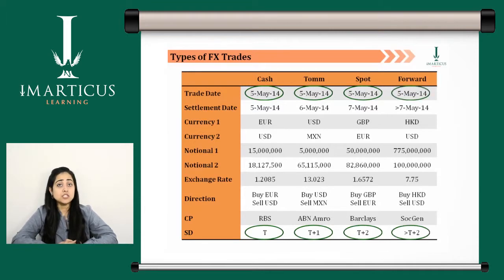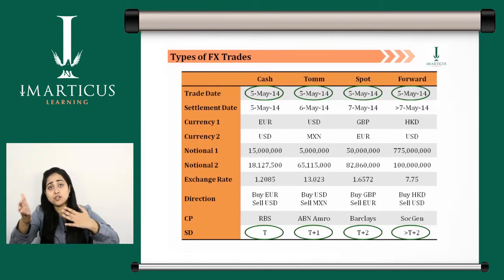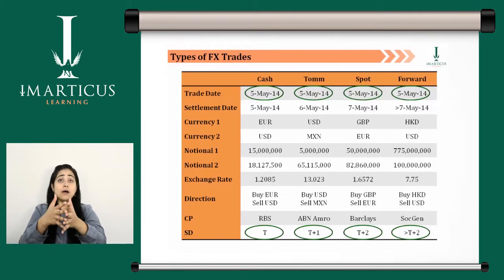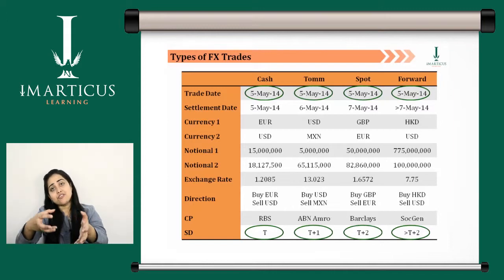FX forward is a transaction where the trade is agreed and is settled more than 2 days later, that is, SD is equal to TD plus a number of days greater than 2. In other words, the two parties agree the trade on a particular date and exchange the two currencies on any particular date after T plus 2. The settlement date is customized as per the requirement of the counterparty.